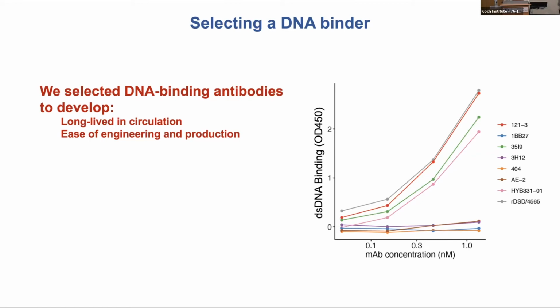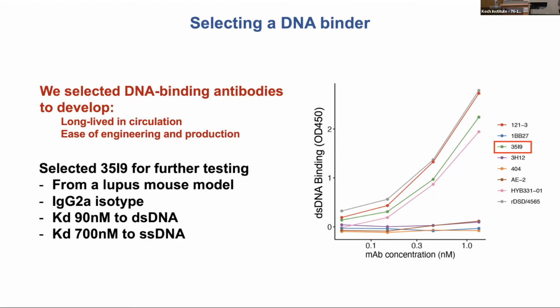These are all antibodies that have been reported to bind to double-stranded DNA, and we just did an ELISA here. And we found 4 that showed some evidence of binding on an ELISA at sub-nanomolar concentration. We picked one of these antibodies, 35I9, for further development. This is an antibody isolated from a lupus mouse model. It's an IgG2A isotype with a reported dissociation constant with DNA of 90 nanomolar.